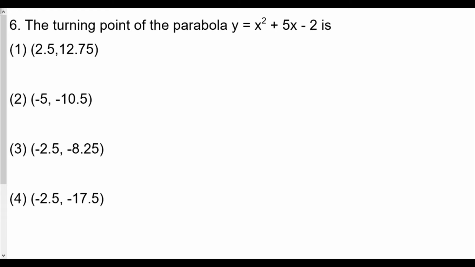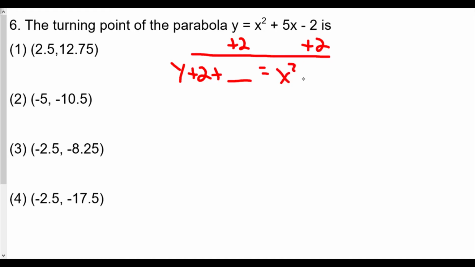Question number 6. The turning point of the parabola for y equals x squared plus 5x minus 2. And we see we get some decimals here, but we should not be worried about this. I know you're worried. Not a problem. We approach this the same exact way. We're going to add the constant 2, moving the c term over to the left side with the y. So we have y plus 2 plus blank equals x squared plus 5x plus blank.